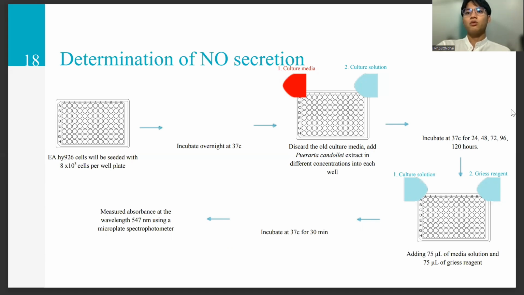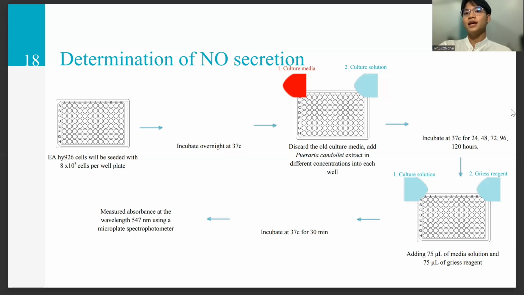These products were treated with N-(1-naphthyl)ethylenediamine dihydrochloride and give a colored compound that is measured by absorption at 547 nanometers wavelength.